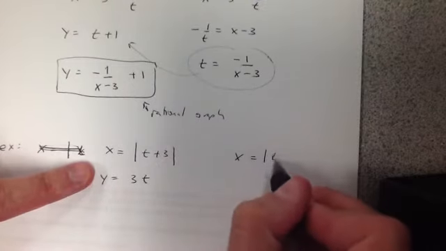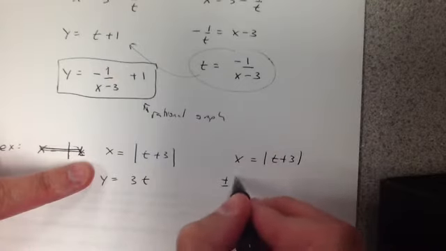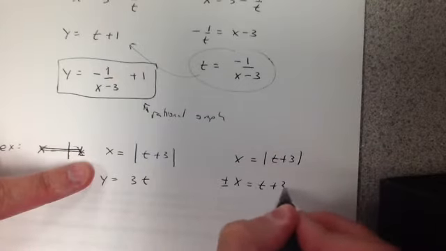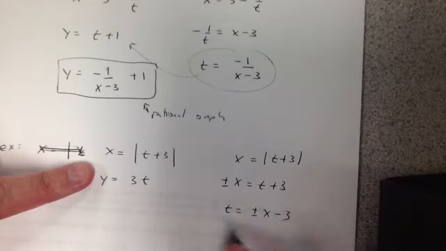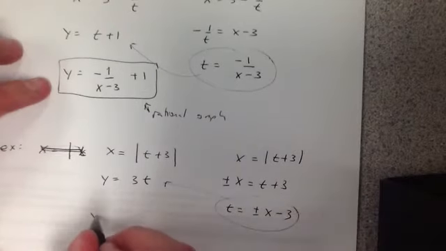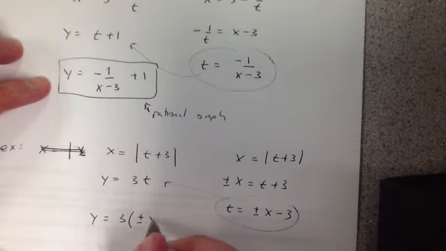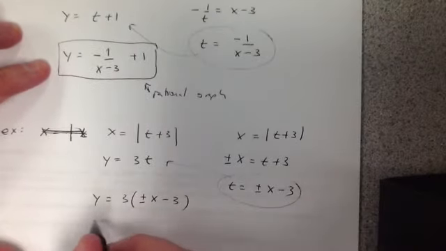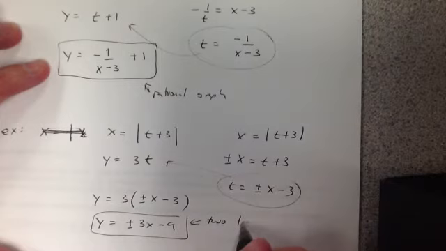X equals the absolute value of t plus 3. To get rid of the absolute value, we get plus or minus x equals t plus 3. So what's t going to equal? Plus or minus x, minus 3. And that's what we plug in. We get y equals 3 times plus or minus x minus 3. Distribute: plus or minus 3x minus 9. And if you notice, we get 2 lines for this one.